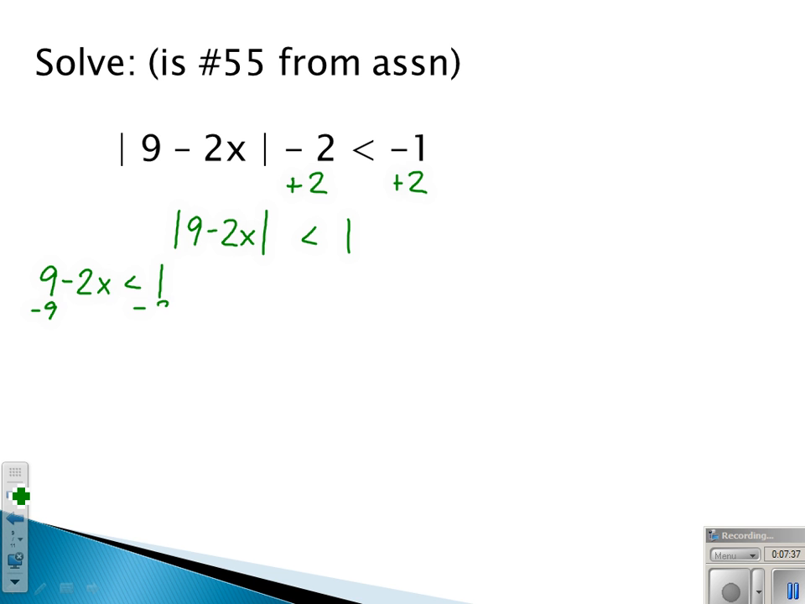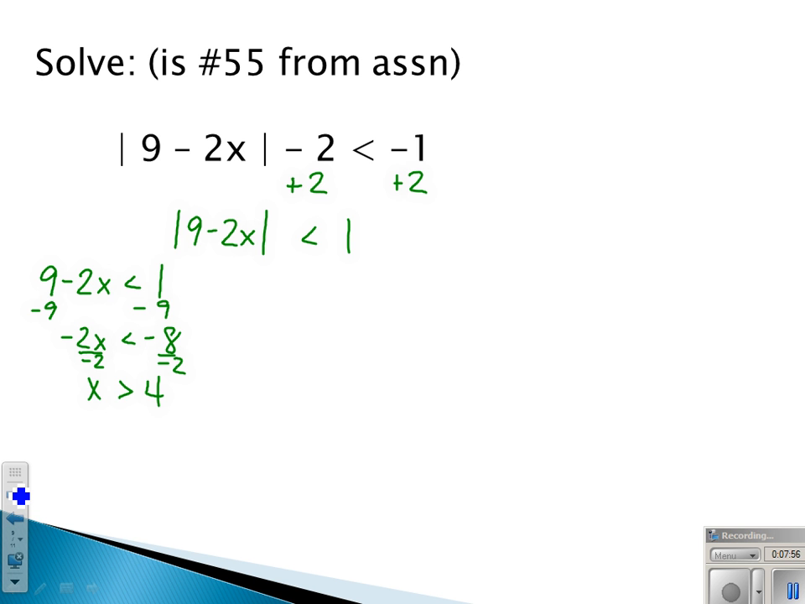Subtract 9 from both sides. Negative 2x then is less than negative 8. Divide away your negative 2. x is greater than 4. Don't forget to turn around the inequality. All right, the second case.